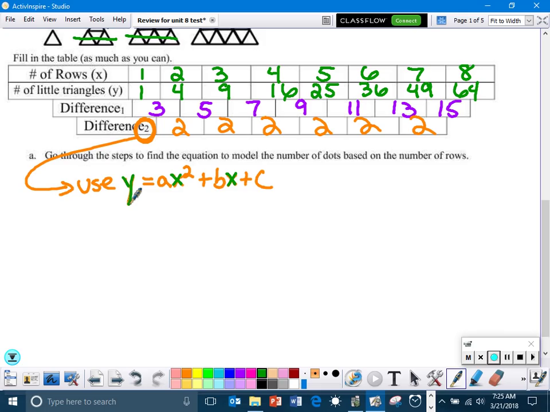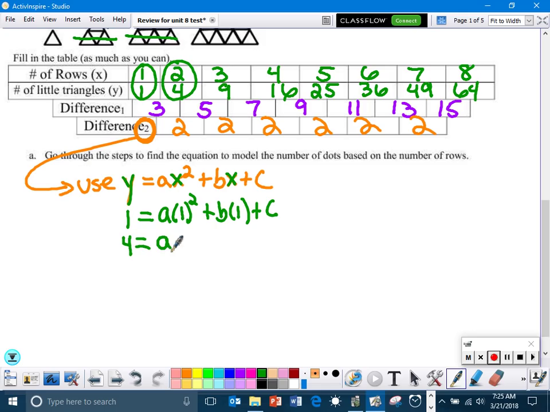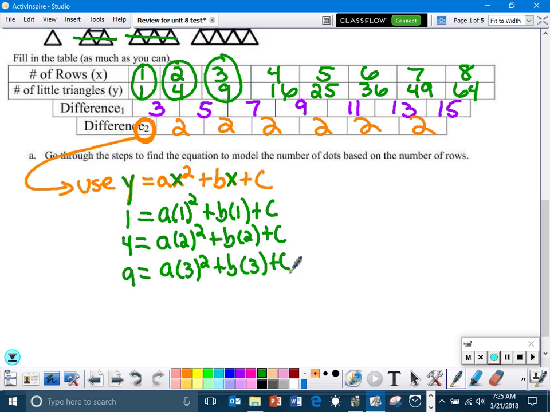Okay, so here we go. Looking at the first figure, we had 1 triangle and it was 1 row. So a times 1 squared plus b times 1 plus c. Okay, that was this one. Now the next one. 4 triangles equals a times 2 squared plus b times 2 plus c. And then the next one. 9 equals a times 3 squared plus b times 3 plus c.